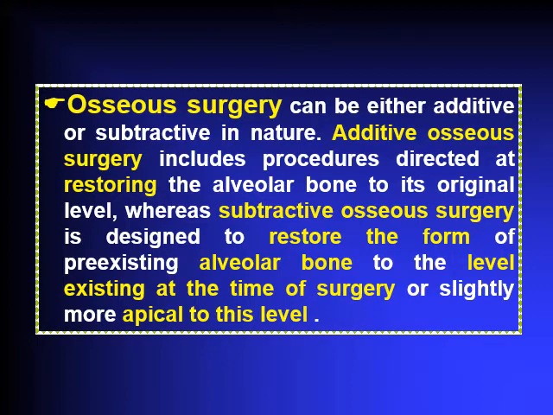Whereas subtractive osseous surgery is designed to restore the form of the pre-existing alveolar bone to the level existing at the time of surgery or slightly more apical to this level.